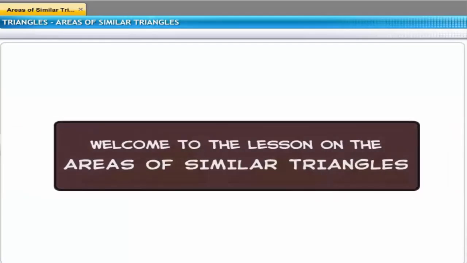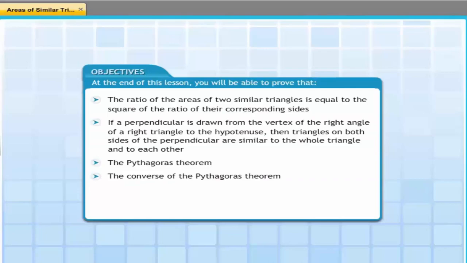Welcome to the lesson on the areas of similar triangles. At the end of this lesson, you will be able to prove that the ratio of the areas of two similar triangles is equal to the square of the ratio of their corresponding sides. You will also be able to prove that if a perpendicular is drawn from the vertex of the right angle of a right triangle to the hypotenuse, then triangles on both sides of the perpendicular are similar to the whole triangle and to each other. You will also be able to prove the Pythagoras theorem and its converse.